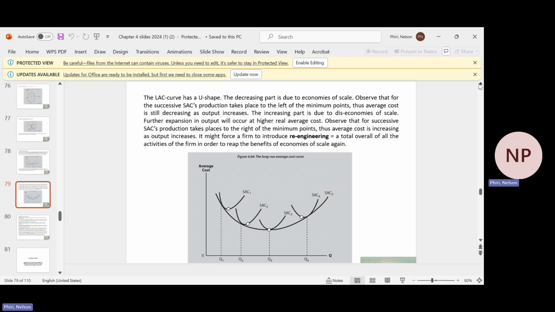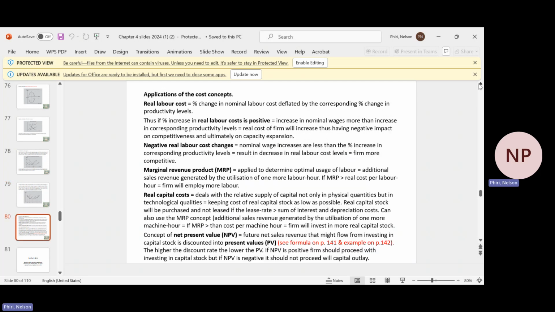So a firm might have to re-engineer its total productivity to ensure that it lowers its long-run average cost curve. That is process re-engineering that can be done by a firm to reduce its long-run average cost curve after it has started to experience diseconomies of scale. Then finally, the application of the cost concepts.